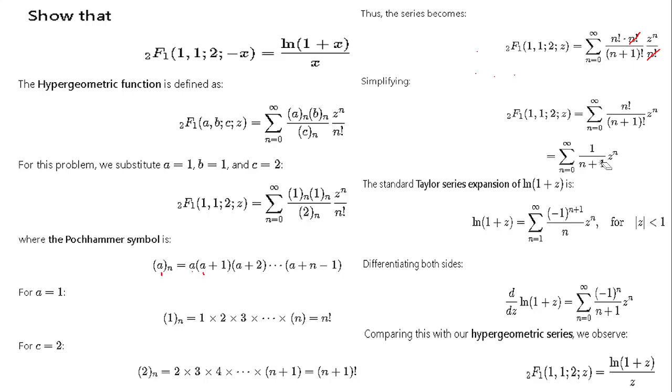Now, you can see the end of the solution says that if you differentiate both sides and make some comparison with our series, we realize that this whole thing is equal to this. But the question you may ask me is, sir, how do we differentiate? How do we compare? How does that change? That's the question. Let's see how it goes.